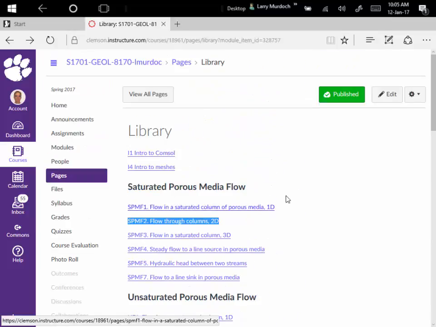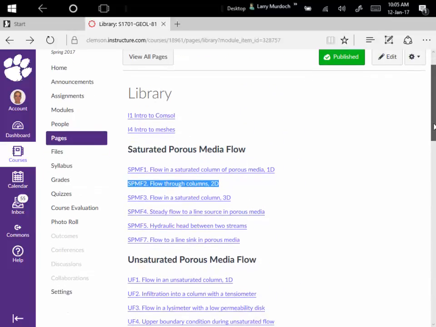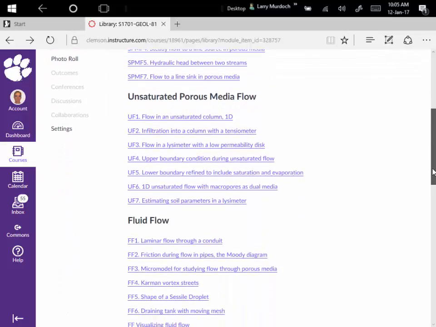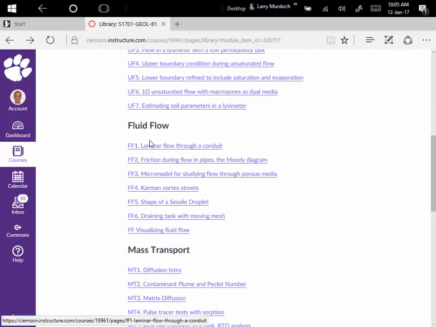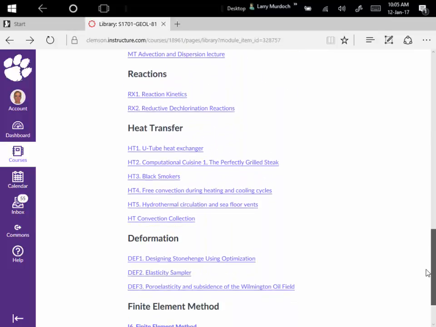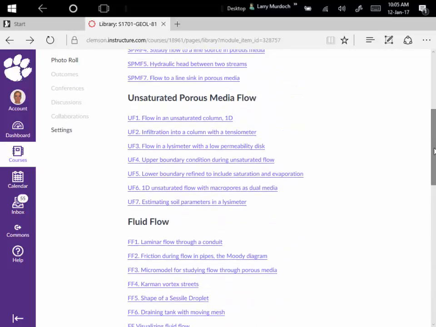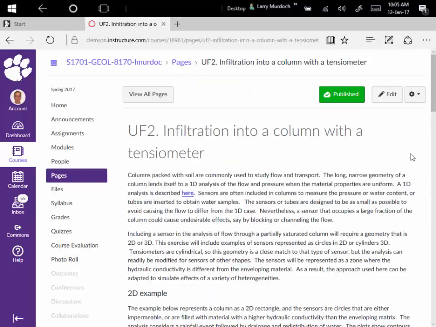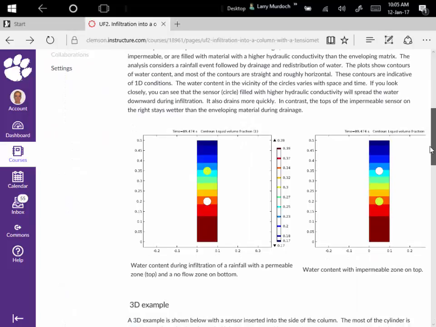It's organized into various different processes: saturated porous media, unsaturated fluid. When I say fluid flow, this is just the flow through channels and conduits. Mass, and so various topics. And each one of these then goes to a page that has some text and describes a problem.